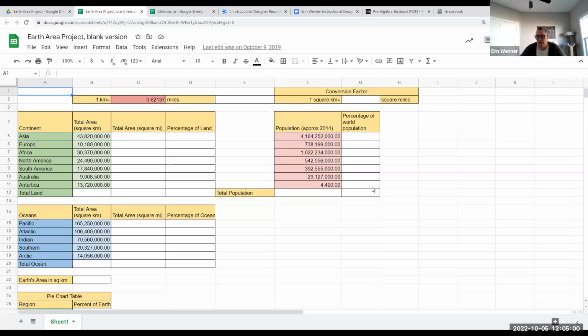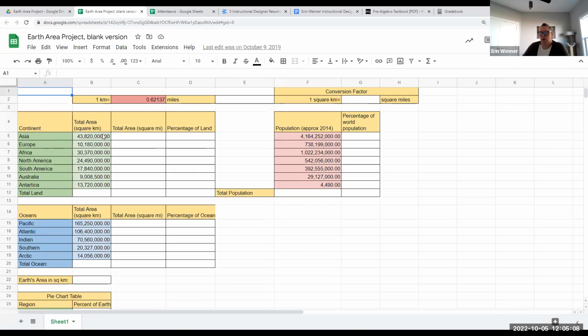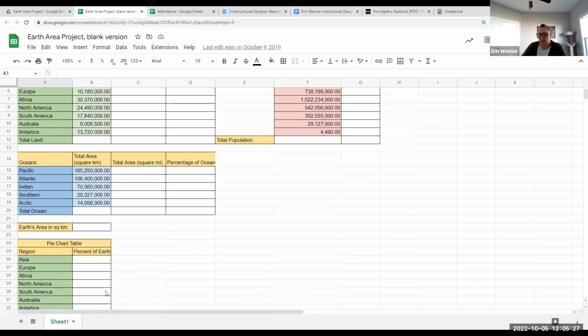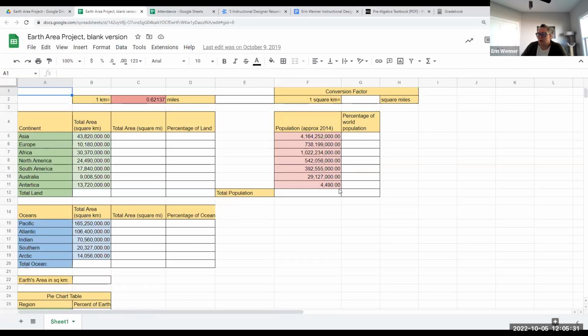Okay, and so this layout is already created. And so you are going to be completing all the spaces that are blank. Okay. And I'm giving you the conversion factor from 1 kilometer to miles that I want you to use. And then you're going to use this in order to calculate the rest of this information. You'll be creating a pie chart. You'll also be calculating for percent of world population.